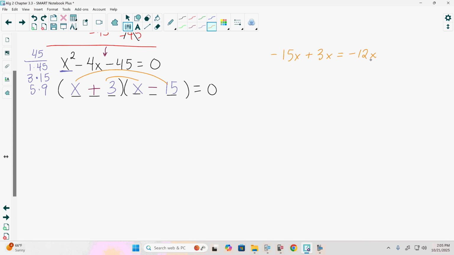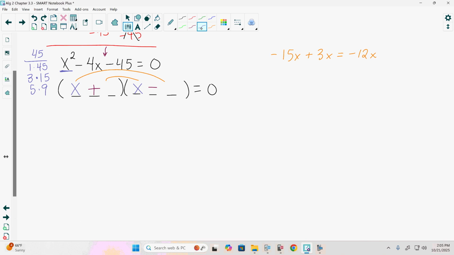Now, we could try switching the 3 and 15, but that won't do a whole lot because the numbers in front of x are both 1. Since they're 1, they're the same number. If we did flip it and check, it would have been 15x minus 3x, giving us 12x. It would have just changed the sign. So which pair of numbers do we want to try next?